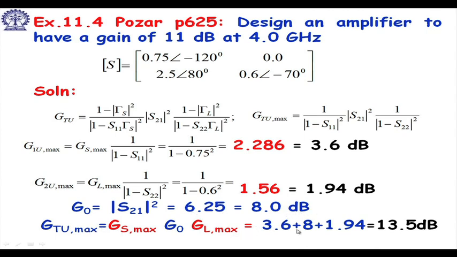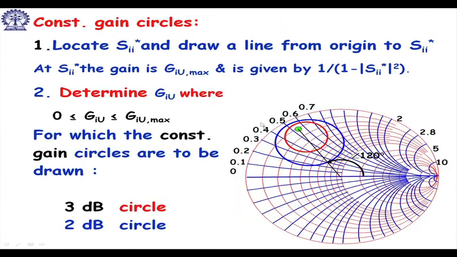So, maximum you can have 3.6 plus 8 plus 1.94, that is 13.5 dB, but 11 is required. So, you can cut down here or here as per your requirement. So, you draw constant gain circles and determine. Let us say we have determined here, suppose this is the 3 dB circle on the input side, the red one is the 3 dB circle, and the blue one is the 2 dB circle.